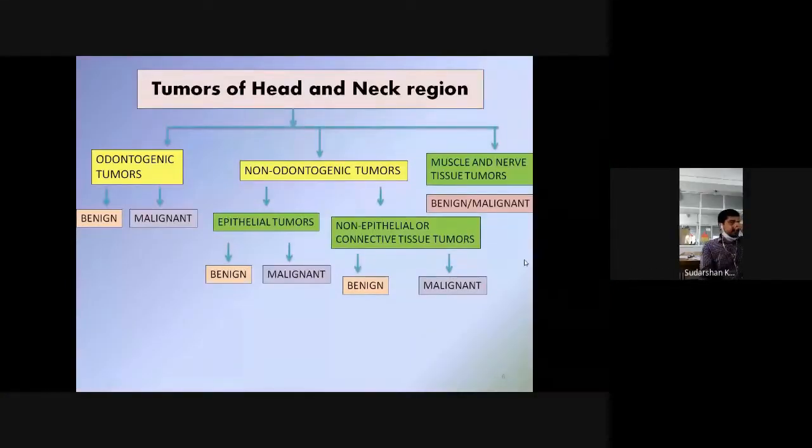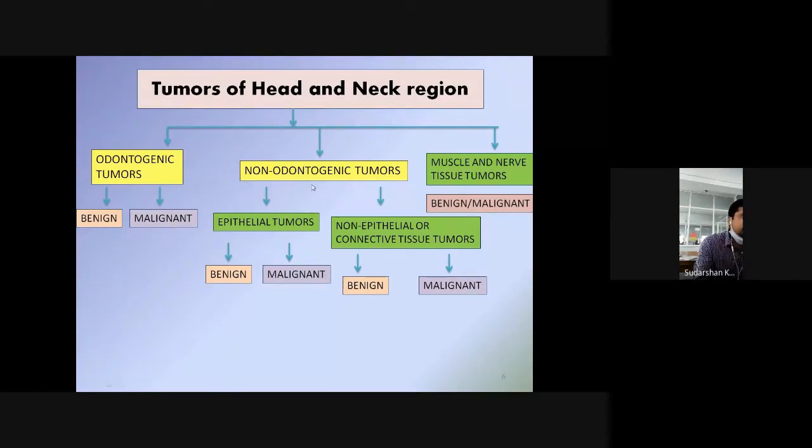So if you see this, this is the basic overview of all the tumors that occur in the head and neck region. As I told you yesterday, basically you divide the tumors as odontogenic and non-odontogenic tumors. All the tumors that arise from the tooth forming apparatus, which includes the enamel, dentin, cementum, and the cells associated with those structures, ameloblasts, odontoblasts, cementoblasts, or epithelial rests of Malassez present in the periodontal ligament. All the tumors arising from tooth forming apparatus and the cells of tooth associated structures are known as odontogenic tumors. And these tumors can be both benign and malignant.